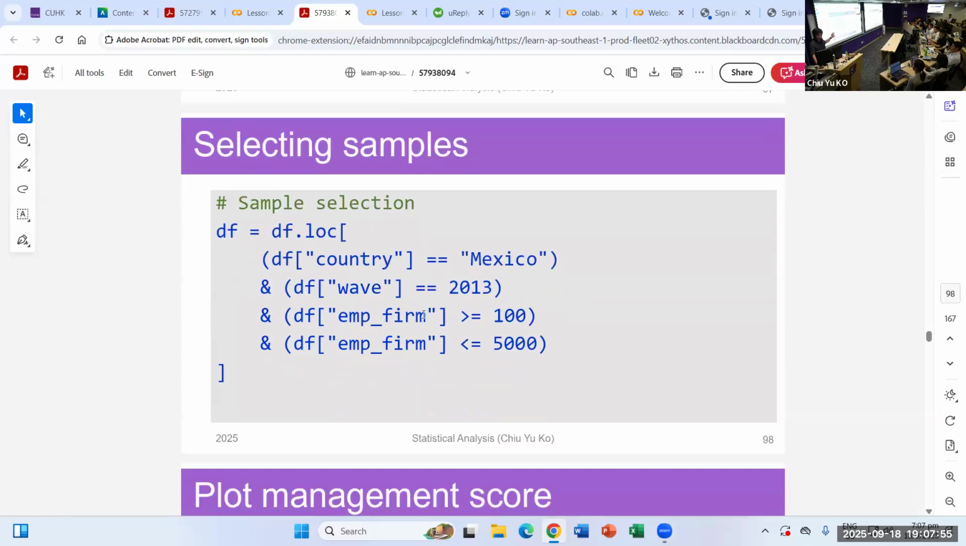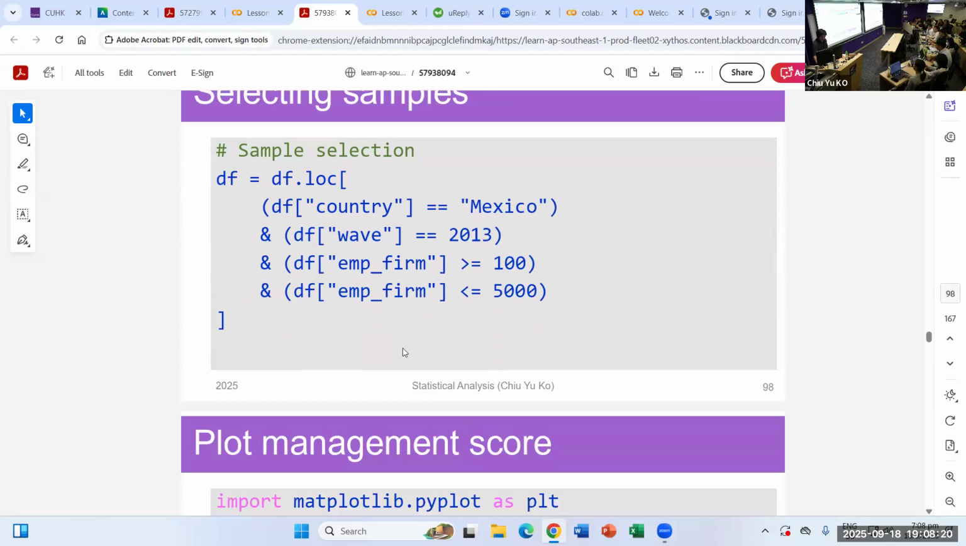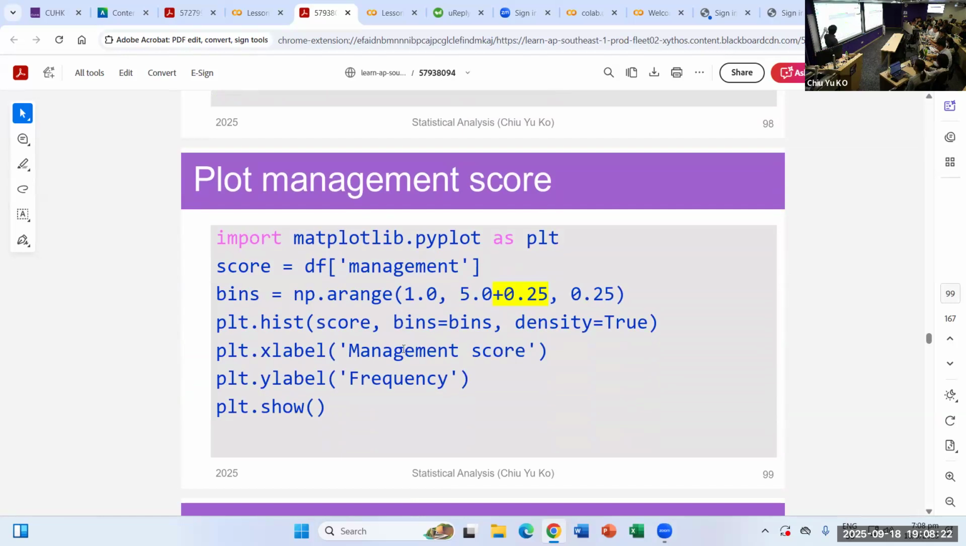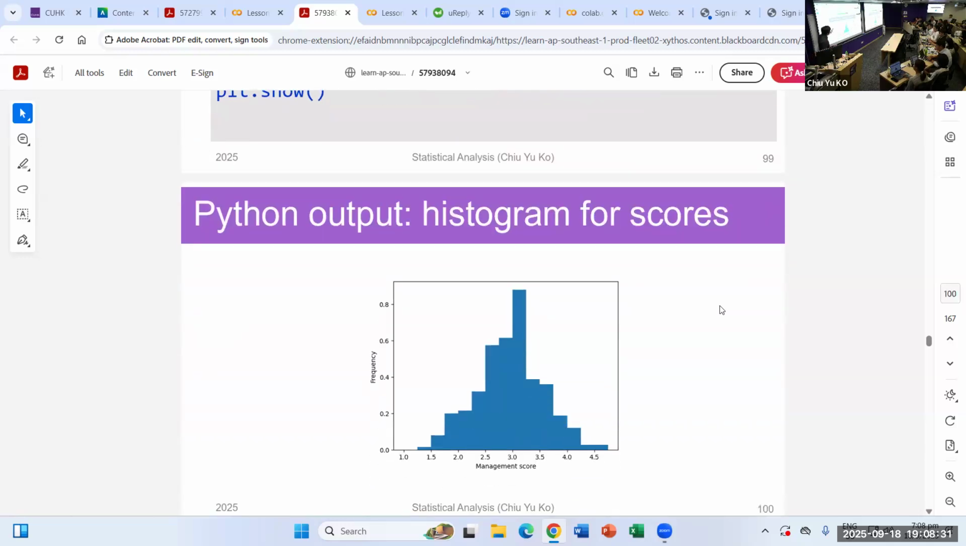Here I focus on Mexico, and I tell it what kind of filter to apply. I will do it one by one: one, two, three, and this and this and this as well. This is when the survey was done, and then you want the firm to be not too large and not too small. And I don't need the NAs, because every firm must have some employment level. And the management score. I look at the score numbers, the EDA, look at the score first. This is how the score looks, so we have some idea what's going on.